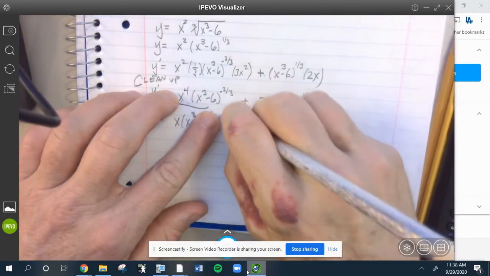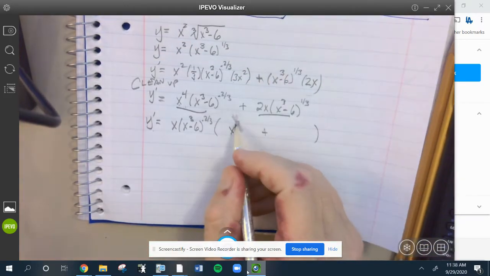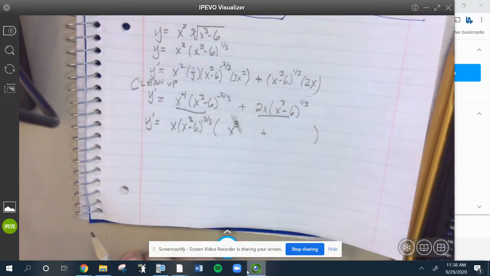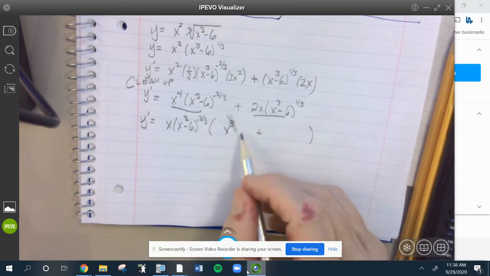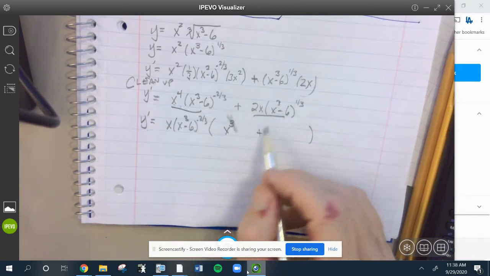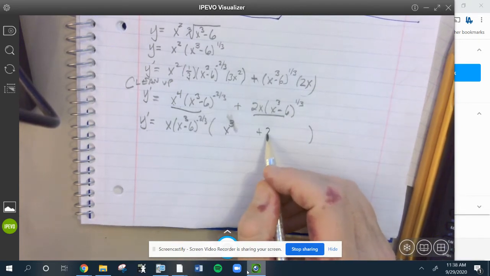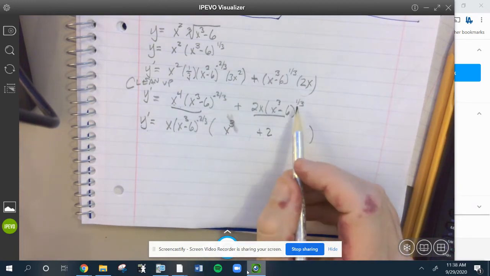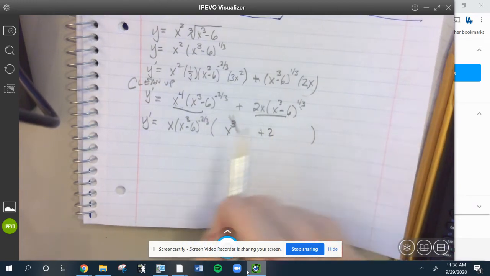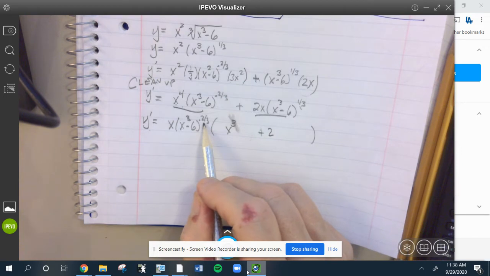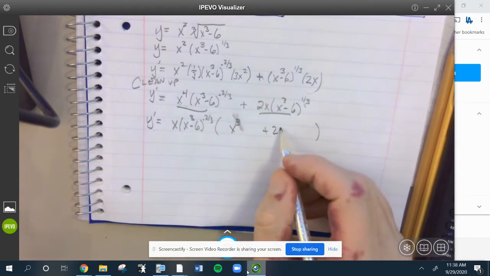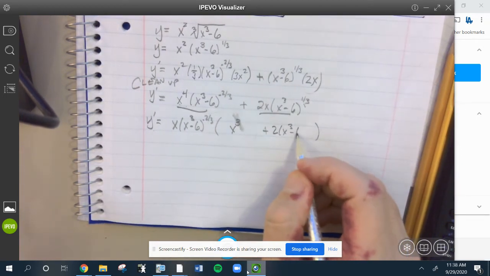This doesn't look very good. That's a 3 times 1. And then from here, I factor out the x, so I'm left with 2. And this 1/3 plus 2/3 is 3/3, or 1. So this is 2 times x cubed minus 6 to the 1st.